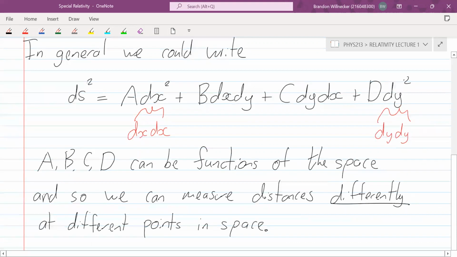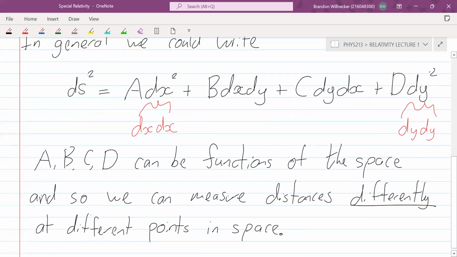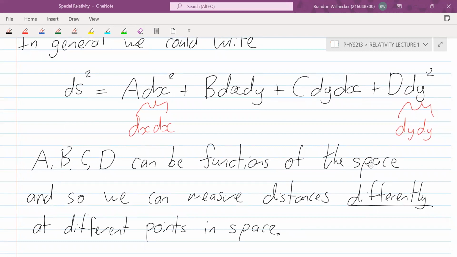Okay, and now this gets into the idea of general relativity, where you have space being curved, and then at each point in space, the way you measure the distance is actually different. And then that gives you the curvature of the space. However, in special relativity, we're not going to be considering such a general case. We're going to be considering flat Minkowski space. Okay, and that comes with its own way of measuring distances.